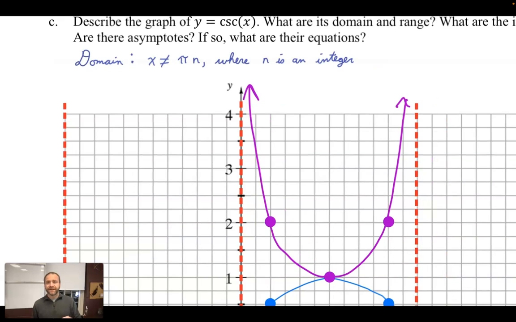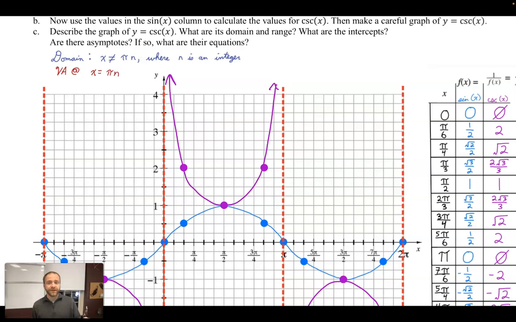My domain is everything except for pi times n, where n is an integer. So again, not an equation that you're going to have to be able to write down, but you need to be aware that there are going to be vertical asymptotes. That's the idea that the domain for cosecant of x is not negative infinity to infinity, because anywhere it crosses the midline is going to become a vertical asymptote.